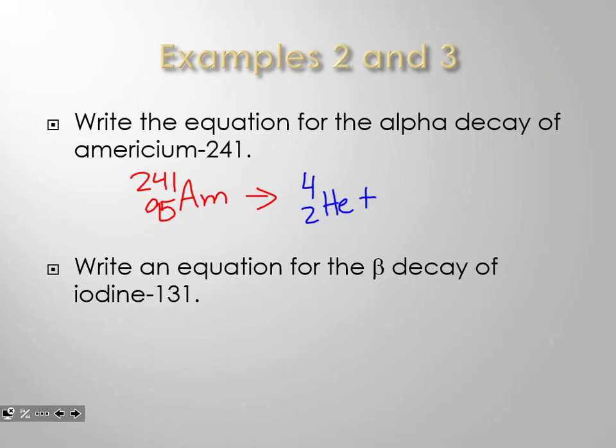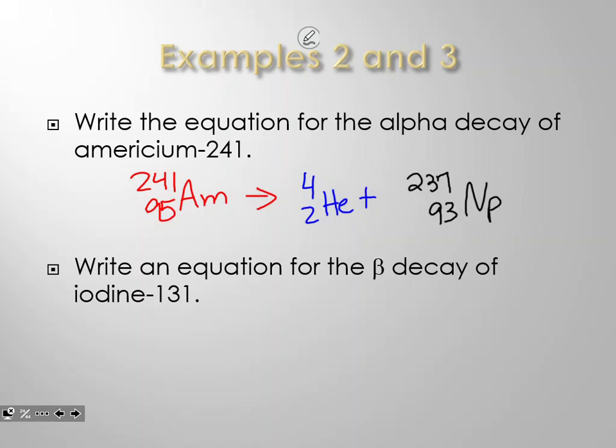And then I can just do my subtraction. It's very easy. What's 241 minus 4? 237. 237 is my new mass number. What's 95 minus 2? 93. And what is my new element then? Neptunium, or Np. Good. And that's how you could write out that particular decay.